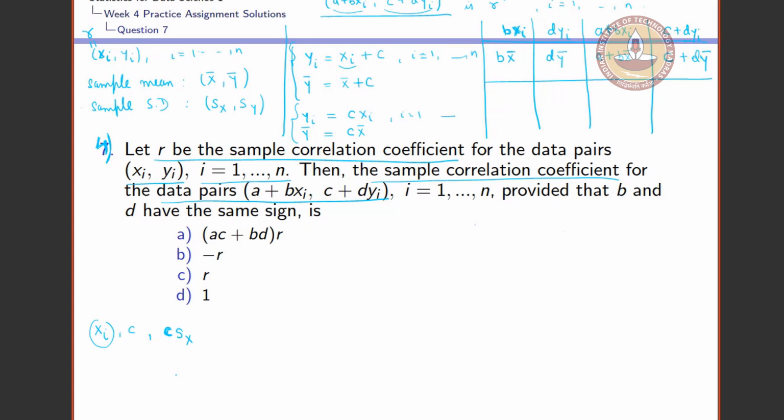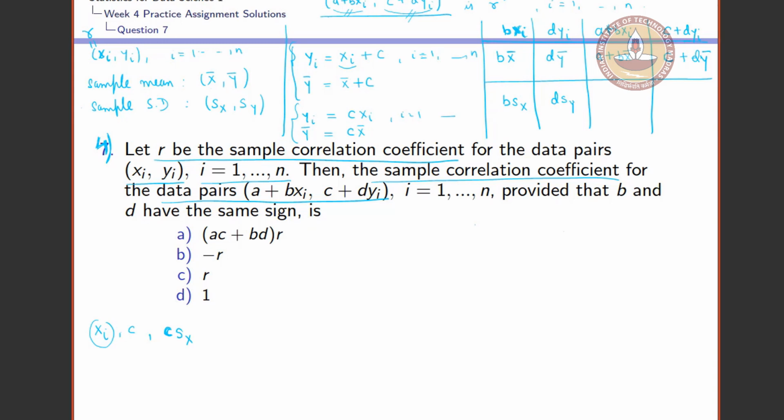So we will use those two properties to calculate our sample standard deviation for these data points, that is a plus bxi and c plus dyi. Let's calculate it here. So if you multiply the constant b to xi, the new standard deviation will be b times sx. If you multiply the constant d to yi, the new standard deviation will be d times sy.